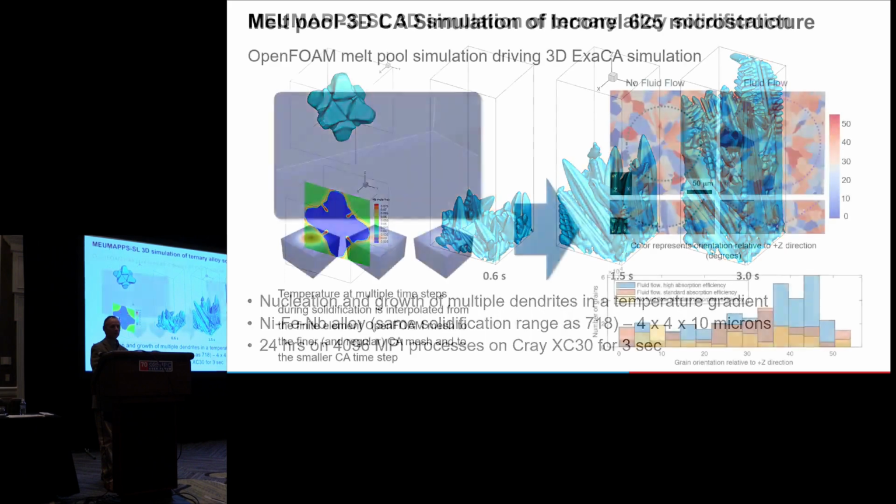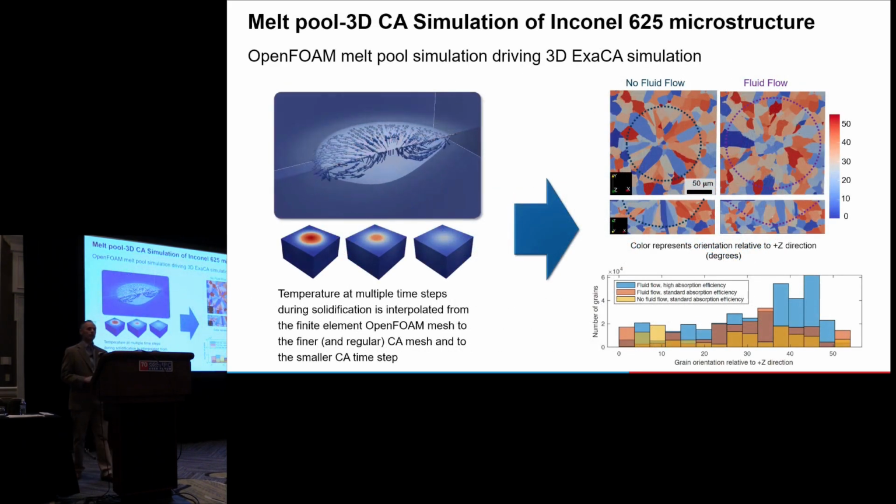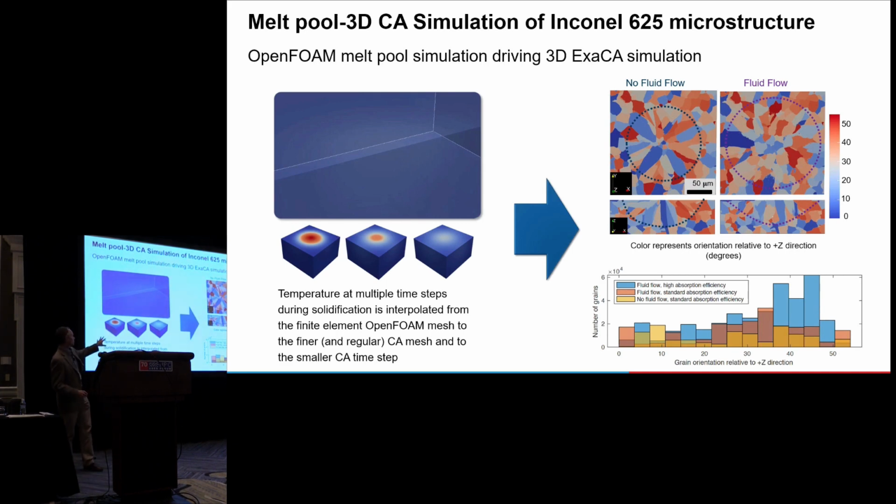I'll skip through some of this. We've also done this with cellular automata, much more computationally efficient. Still a little bit of a question how these things relate. But this was a nice result because we can see the difference between doing fluid flow and no fluid flow on the shape of the melt pool.